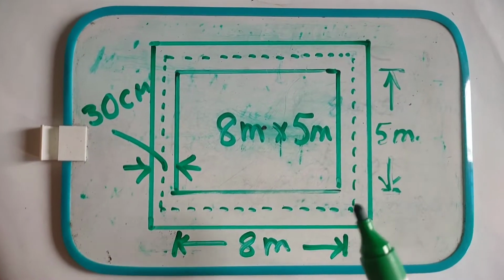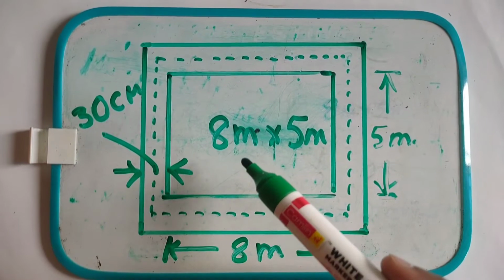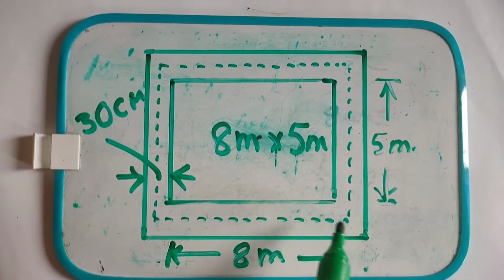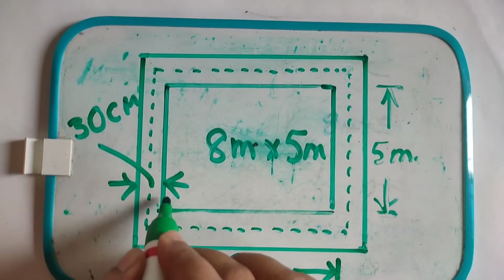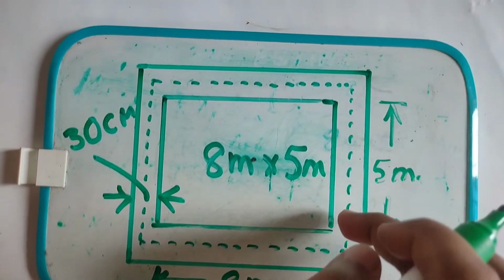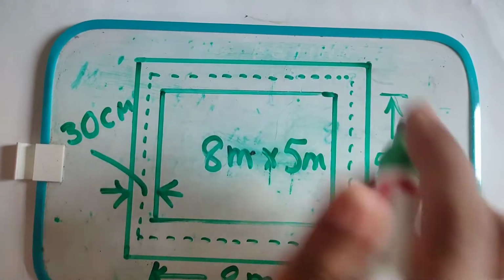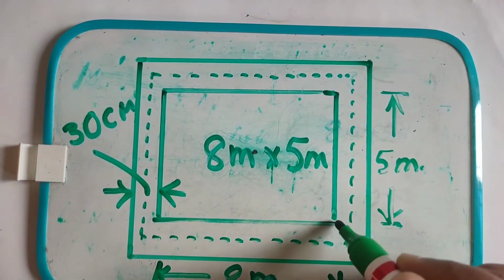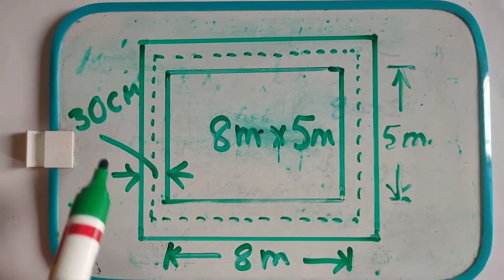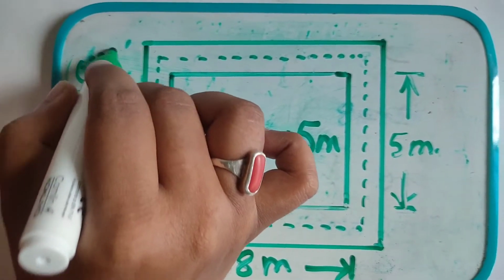So look at the figure again. These dimensions which are given already, these are the internal dimensions of any room. So if this is a long wall, 8 meter is the internal dimension from here to here, and if this is a short wall, the 5 meter is the internal dimension of this wall from here to here. And I forgot to mention the thickness of the wall. The 30 centimeter is the thickness of the wall. You can directly consider it as 0.30 meter.